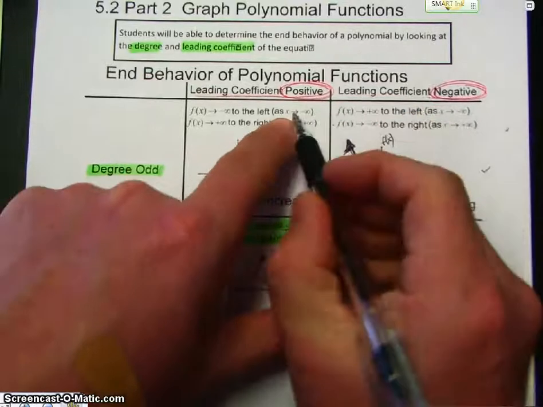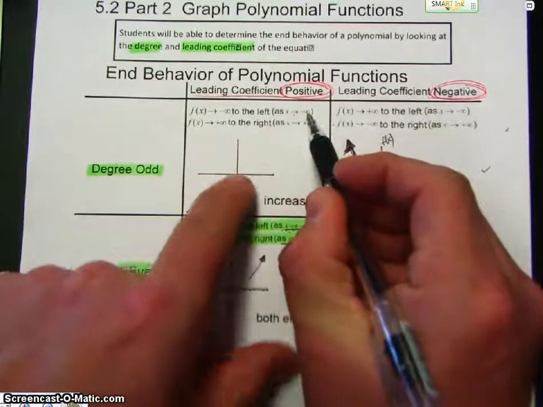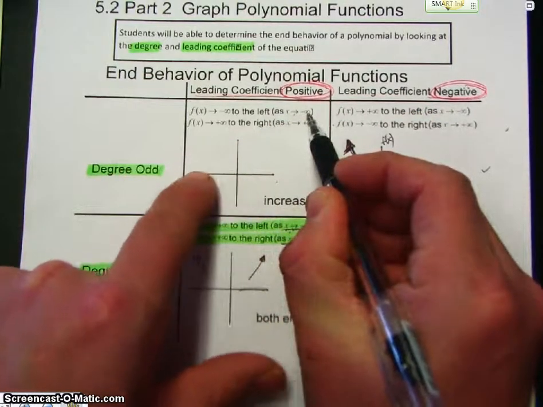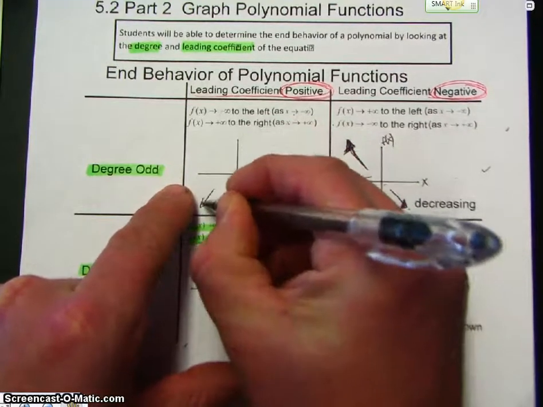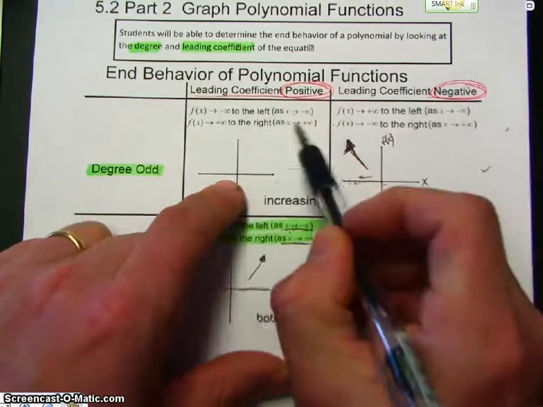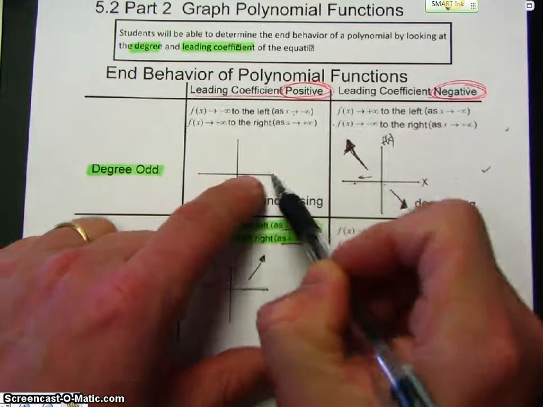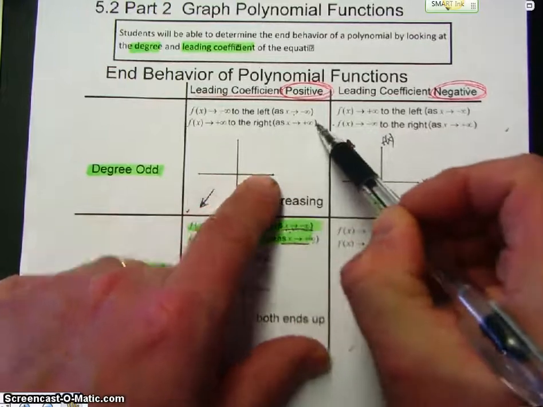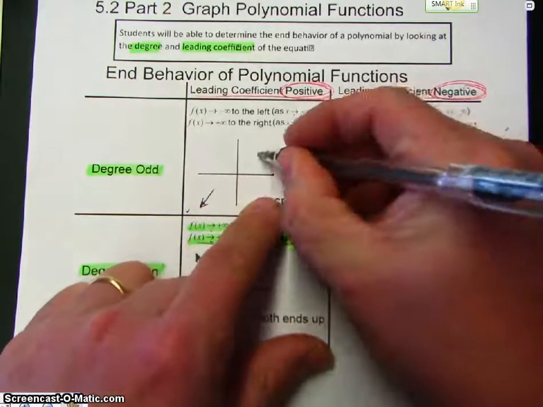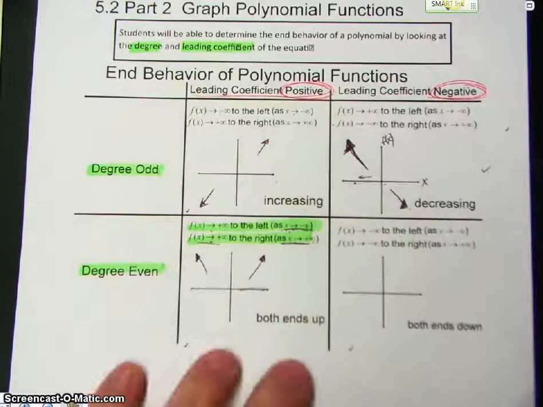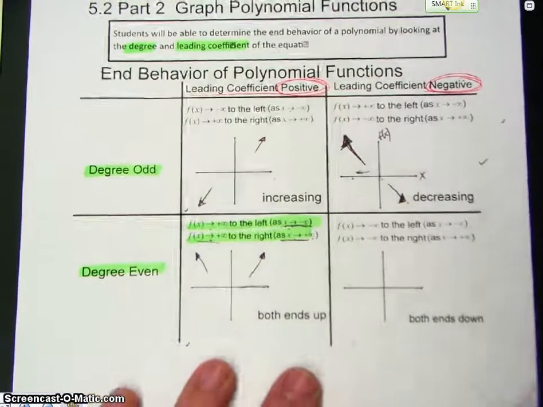So what this is saying, as I'm going left on the x-axis, so as I'm going in this direction over here, I'm going down. This is on the right-hand side of the y-axis, or I'm going to the right on the x-axis, so I'm over here. This tells me I'm going up. So that's how the ends will look on that one.